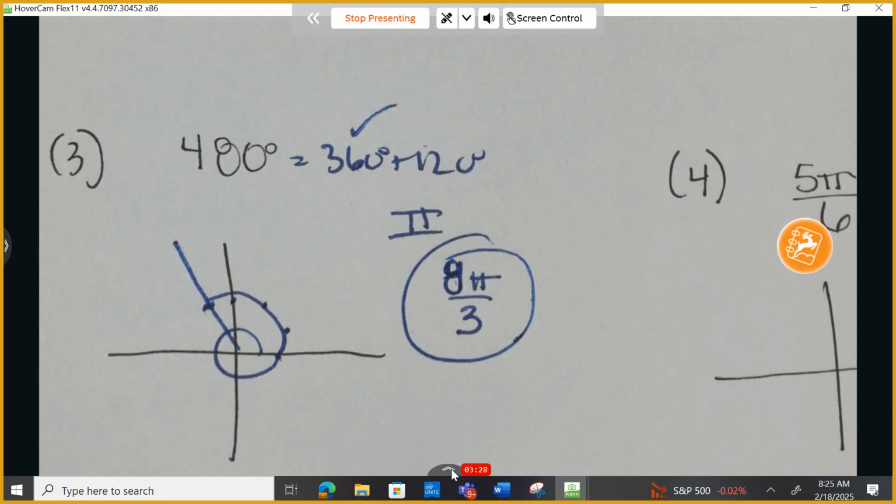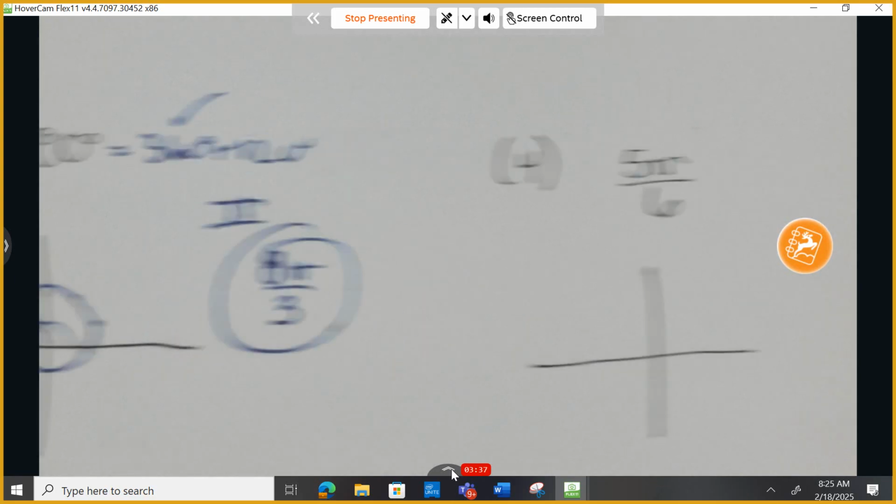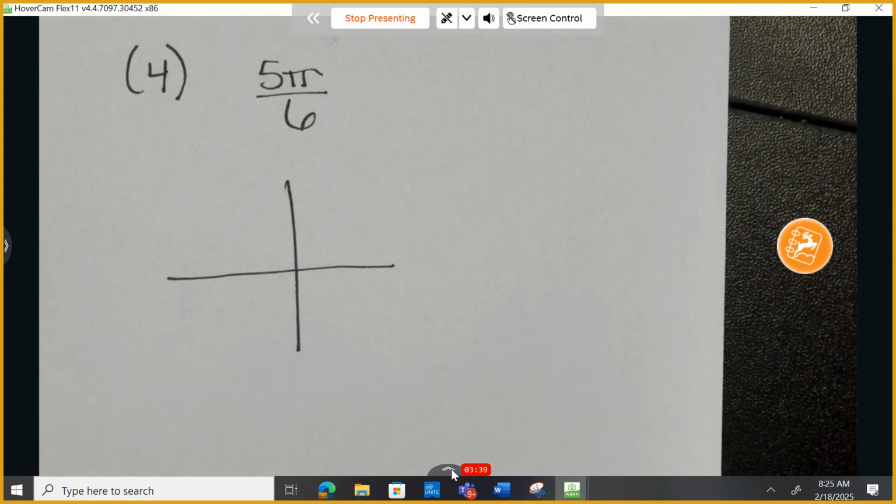Now we're going to transition. Instead of going from degrees, locating the terminal angle, sketching it, deciding the quadrant, and converting from degrees to radians, we're going to do just the opposite. What I don't want you to do is first convert it into degrees.